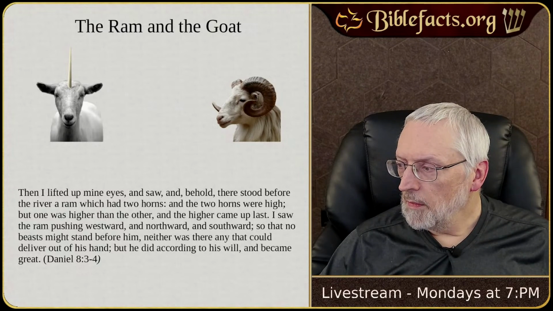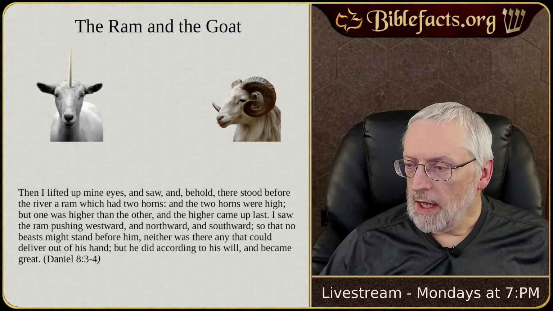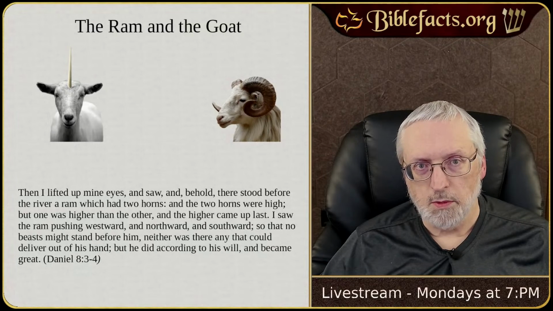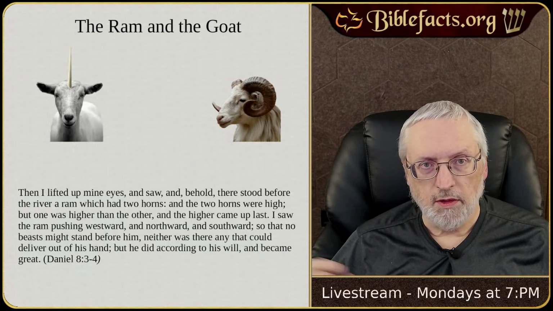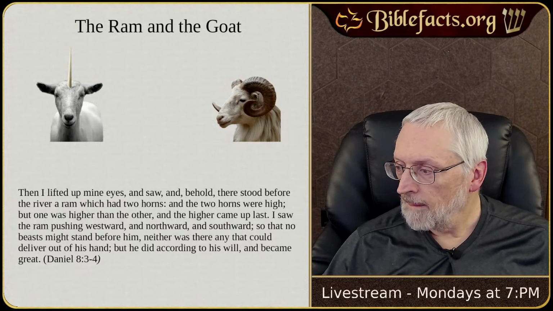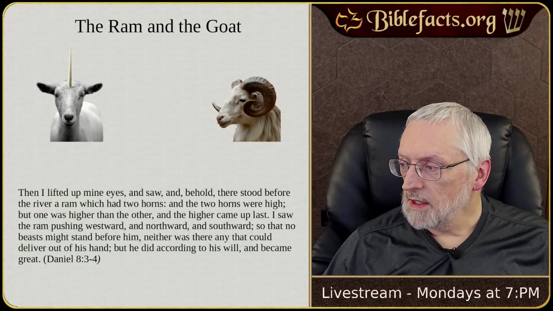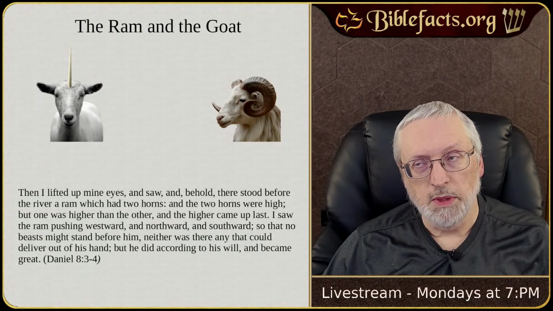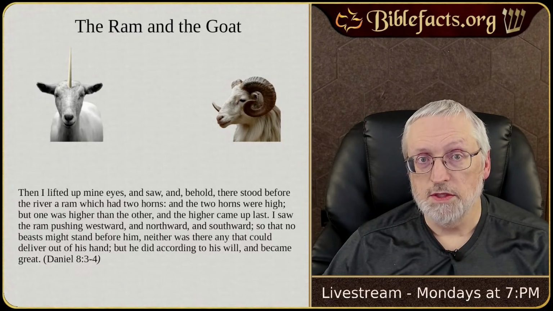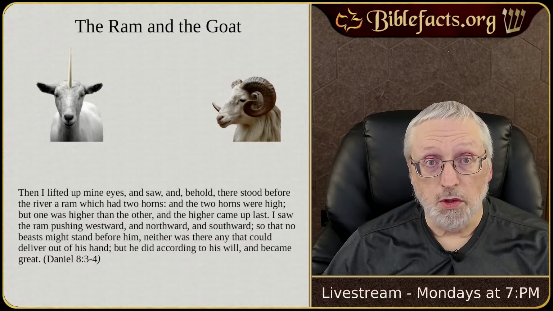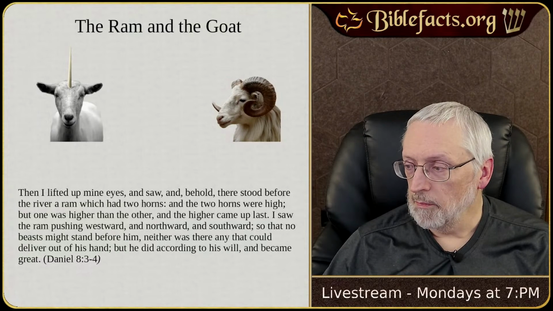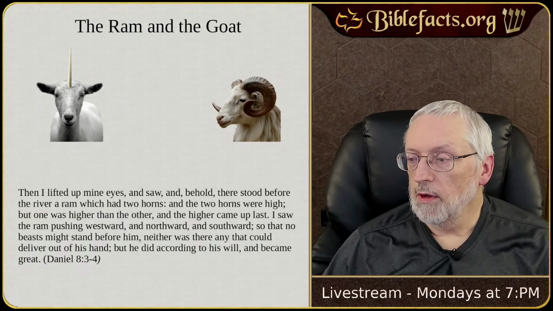It says, I saw the ram pushing westward, northward, and southward. It's already in the east, so it doesn't go east, but it pushes out of the Persian or Iranian mountains in those other directions. And it says that no beasts, and of course a beast would be another Gentile power, a nation of some sort, stood before it. Persia basically took over everybody to a point. So no beast could stand before him, neither was there any that could deliver out of his hand.